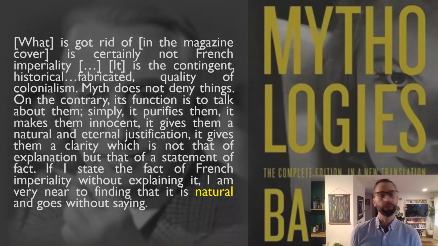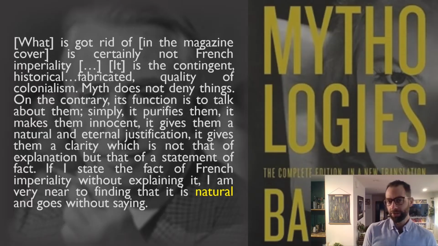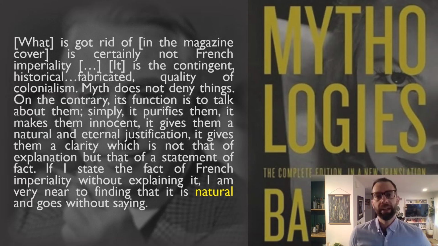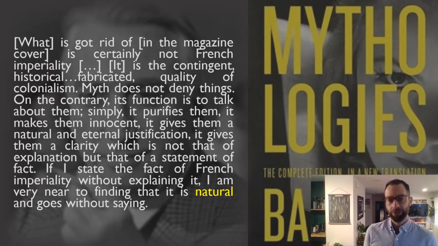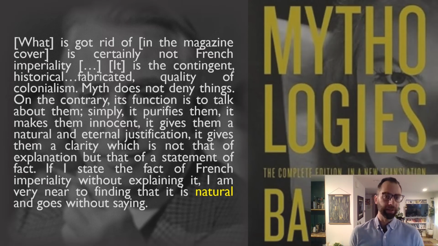And this is how Barthes himself will talk about it. I find this quite useful. He says, "What is got rid of in the magazine cover is certainly not French imperiality. It is the contingent, historical, fabricated quality of colonialism. Myth does not deny things. On the contrary, its function is to talk about them. Simply, it purifies them. It makes them innocent. It gives them a natural and eternal justification. It gives them a clarity which is not that of explanation, but that of a statement of fact. If I state the fact of French imperiality without explaining it, I am very near to finding that it is natural and goes without saying."